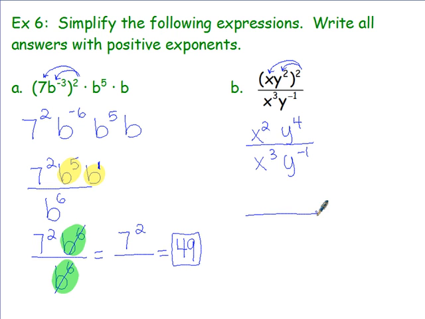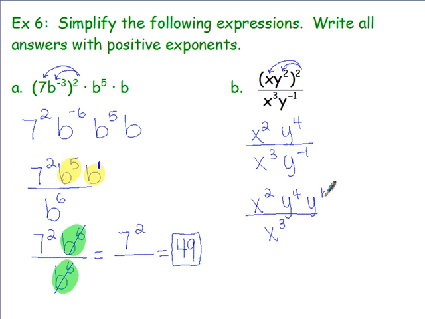Make a new fraction bar. Starting at the top. X is happy on the top. Y is also happy on the top. Moving to the bottom. This X is happy on the bottom. This Y, however, is not happy on the bottom. He needs to move to the top and change to happy.